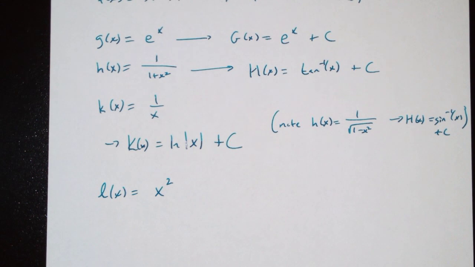Wait a minute. When I did 3x squared, I got x cubed, right? The antiderivative of 3x squared. But there's no 3 this time. How do I deal with the fact that there's no 3?